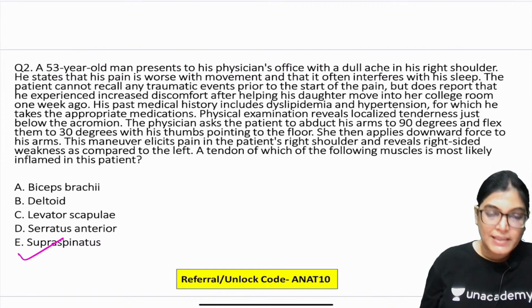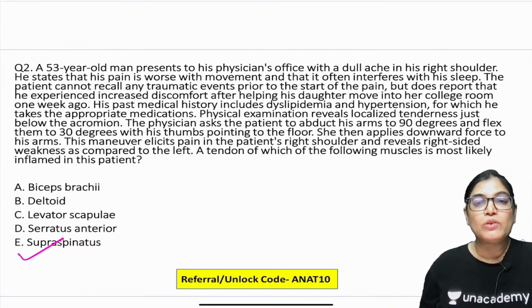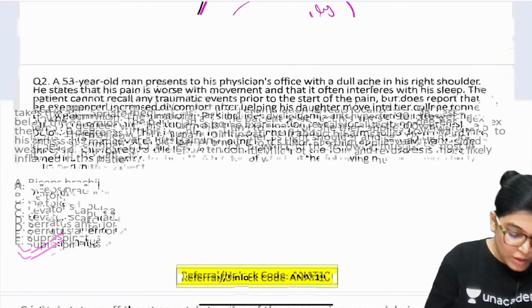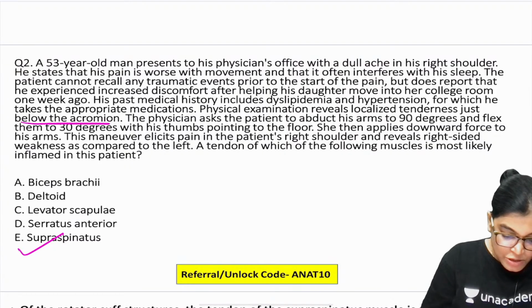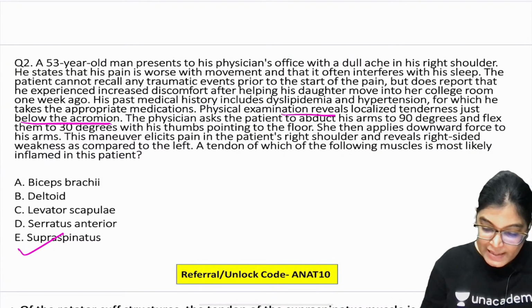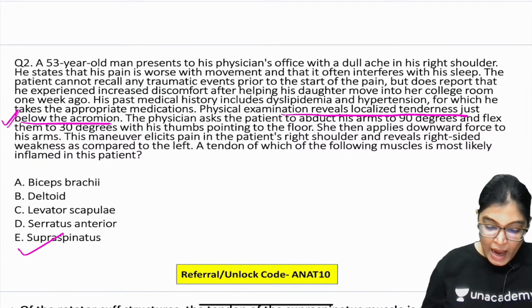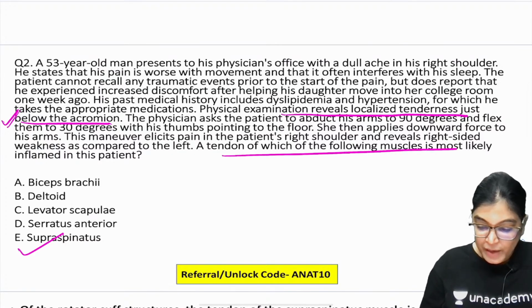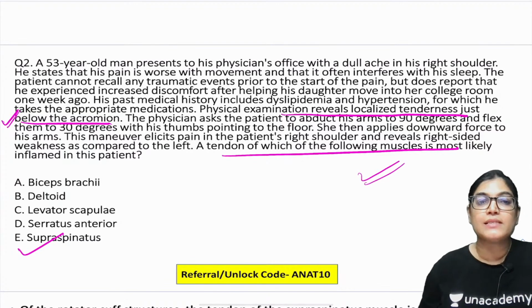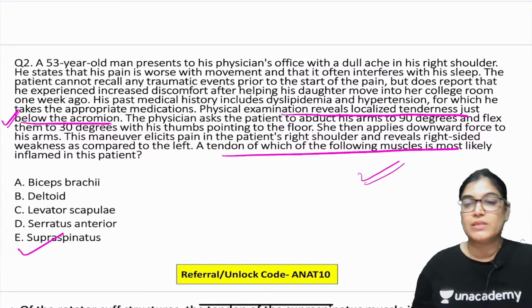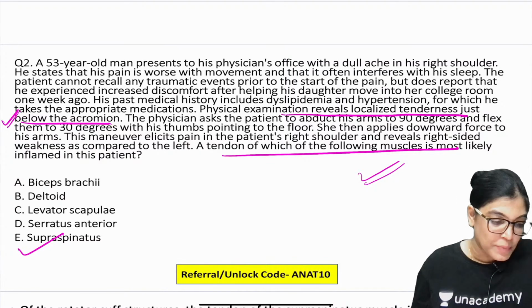So my dear students, the key point which is helping you to target the correct answer is the location. What you have seen is that the localized tenderness is just below the acromial process and a tendon which is inflamed. So the other point which is asked is inflammation and the tendon which is inflamed. Just below the acromial process, actually there is the coracoacromial arch, painful arch syndrome.